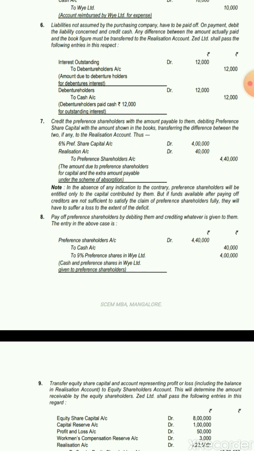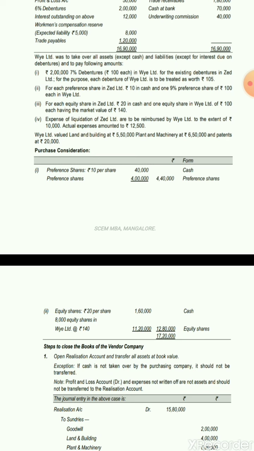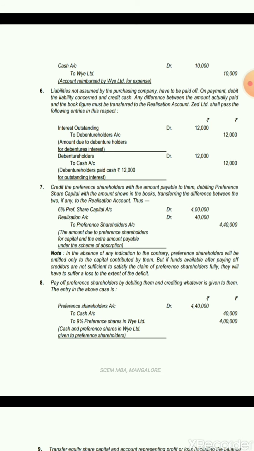So why this 40,000? Preference shares were 4 lakh, but preference shareholders were paid 4 lakh 40,000, right? Just see the purchase consideration calculation. They were paid 40,000 extra. So this has to be transferred to realization account. So realization account debit 40,000. Initially 6% preference share capital, here we have to take the actual amount of preference shares, which is 4 lakh, and then realization account debit the extra payment which is made, that is 40,000, to preference shareholders account, which is 4 lakh 40,000. So this is the due entry which we have to pass.